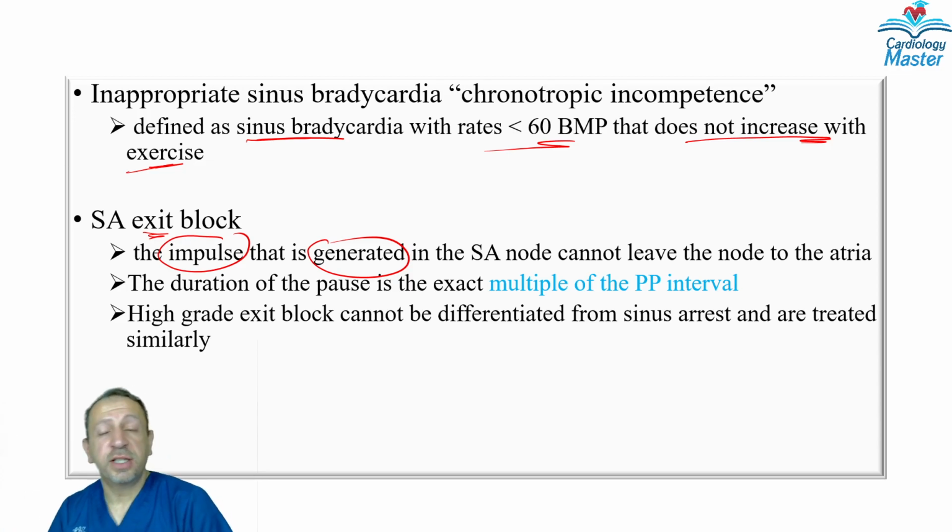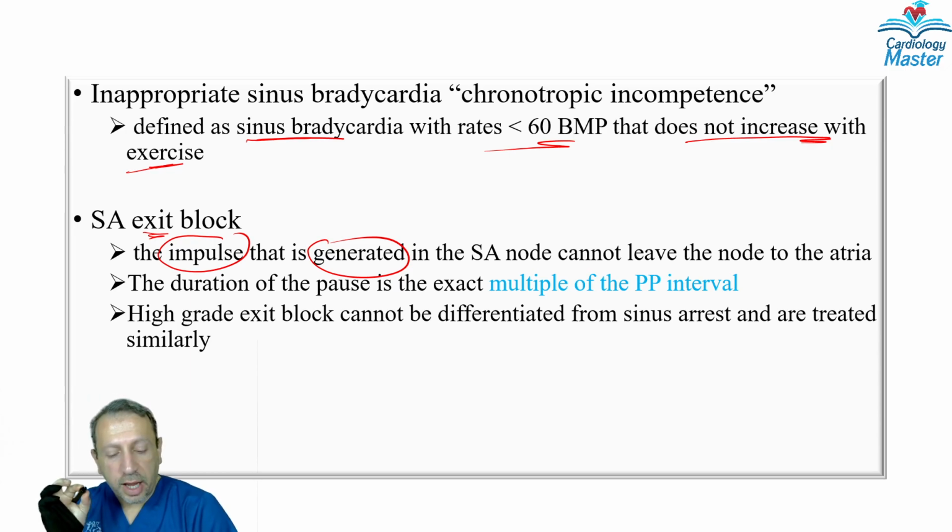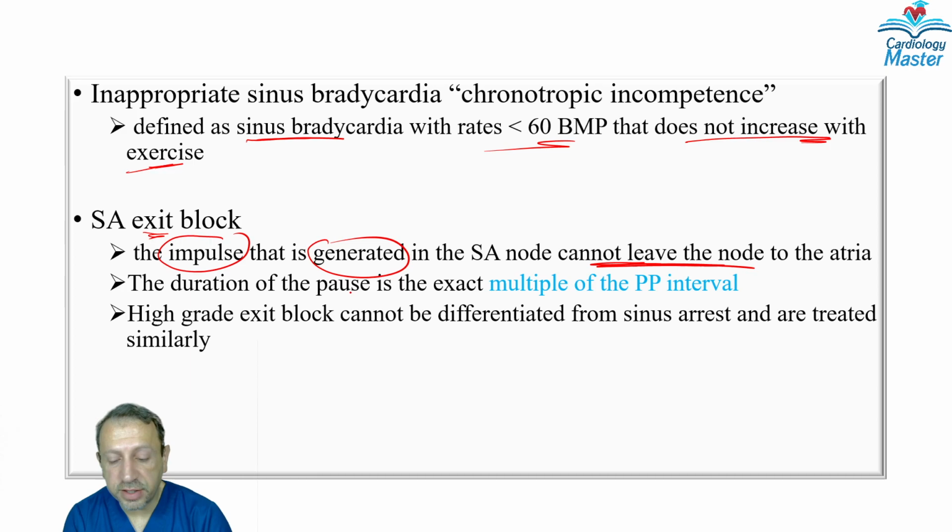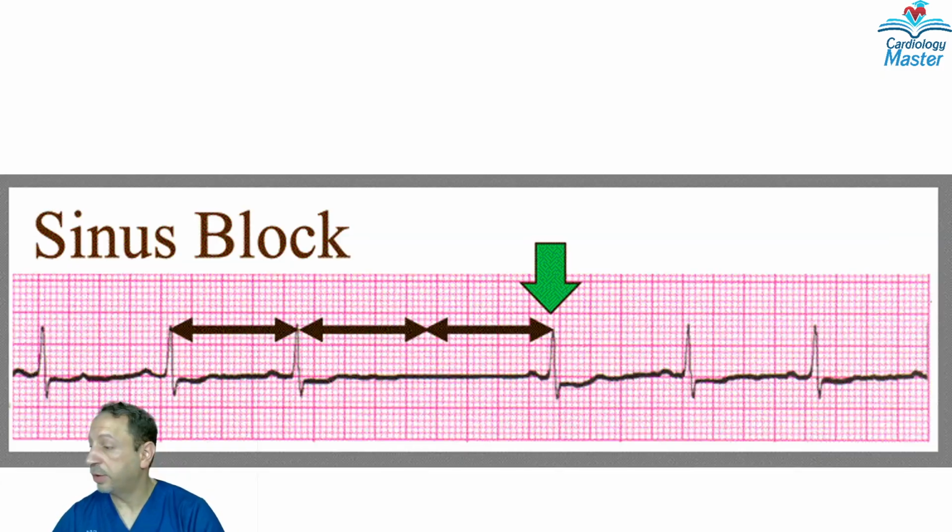The impulse in exit block is generated. It has actually been generated inside the SA node, but it cannot leave the node. And this results in a pause. This is important. This results in a pause. But the characteristic of that pause is that it is a multiple of the PP interval. Please, I want you to understand this.